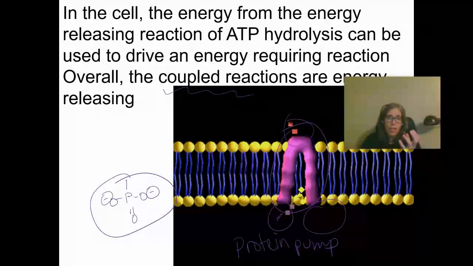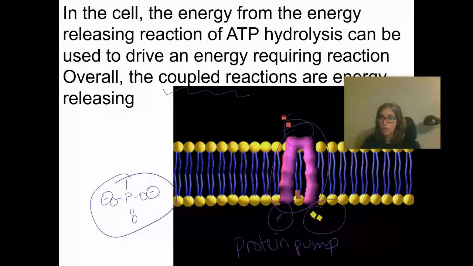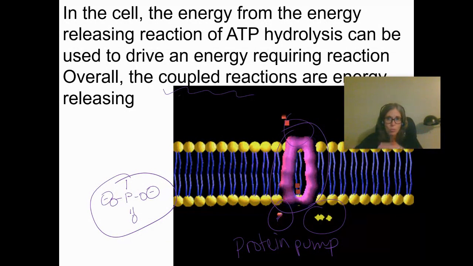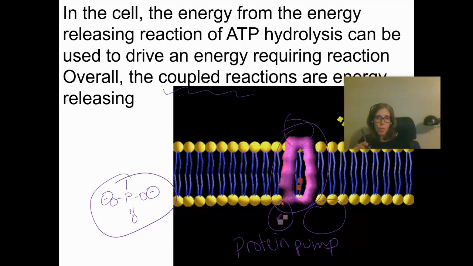It's a physical thing. If you stick a phosphate group or something else on it, it might change the shape. And all you're doing is changing the shape to move the sodium in one direction and the potassium in the other direction. You don't have to memorize this one, but it's just one example of what ATP does.